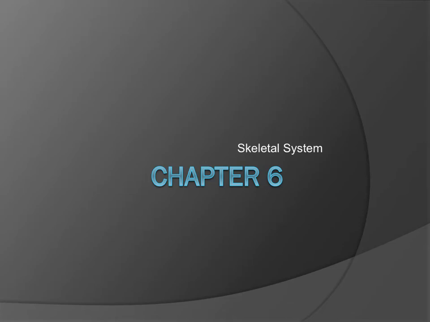Chapter 6 is the skeletal system. So we're going to talk about the skeletal system in the fact of what it does for our body, how we maintain homeostasis in our skeletal system, some of the functions and some of the structures of our bones, and several things we're going to get into on bone remodeling as well as bone formation.